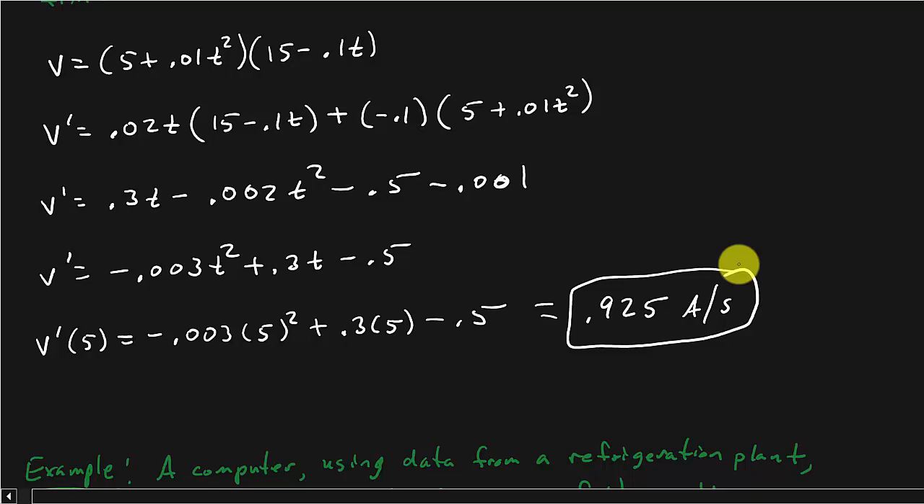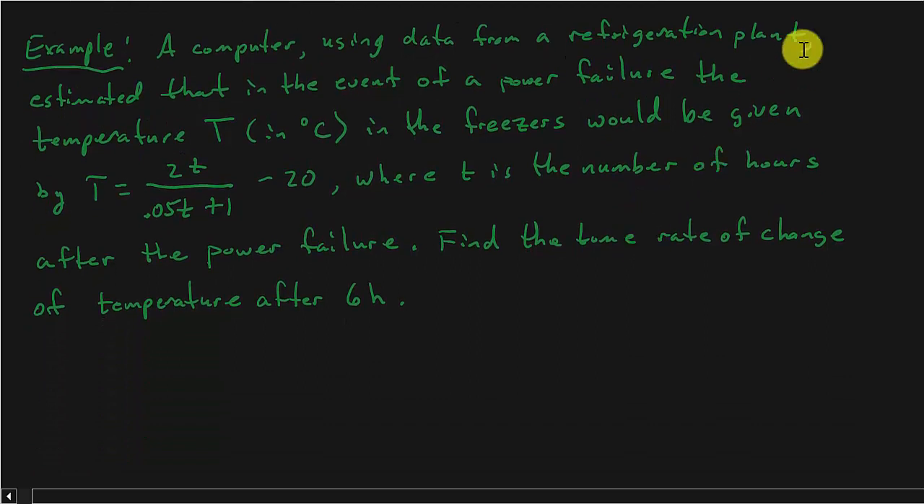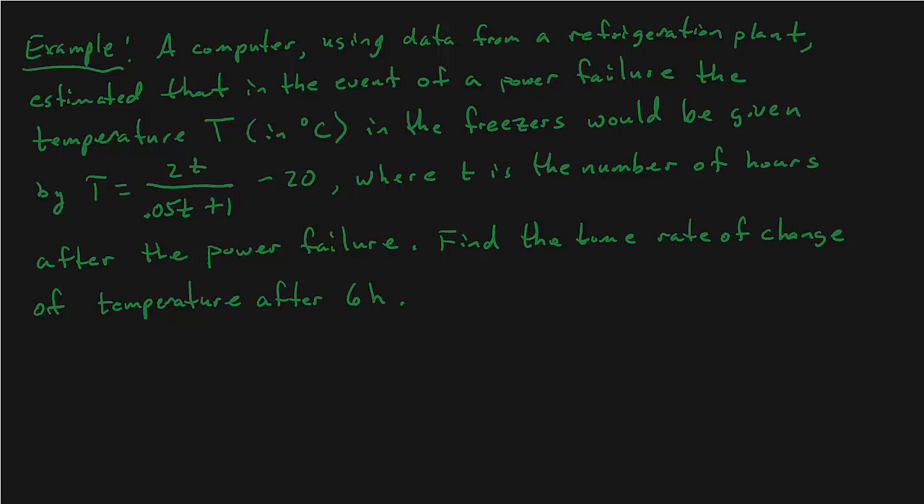All right, so let's look at the next problem. Got another application. It says a computer using data from a refrigeration plant estimated that in the event of a power failure, the temperature T in degrees Celsius in the freezers would be given by T equals 2t over 0.05t plus 1, minus 20, where t is the number of hours after the power failure.